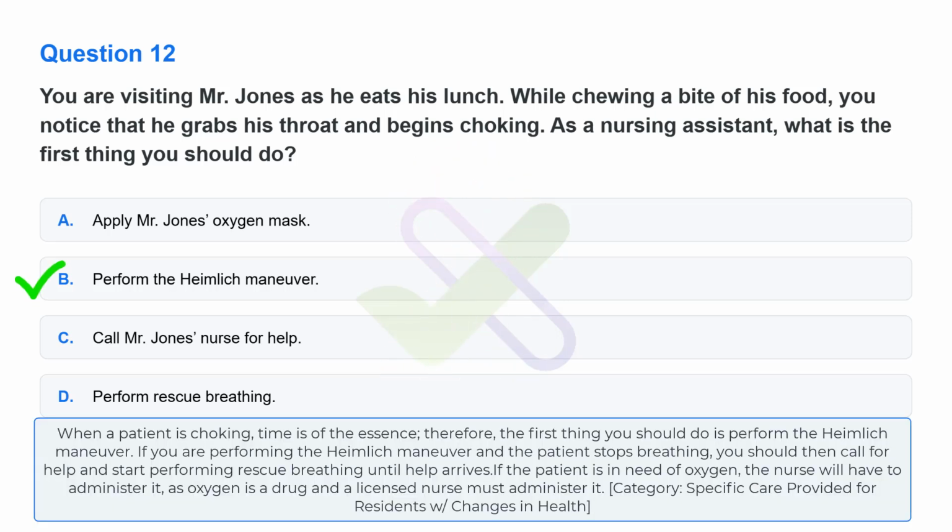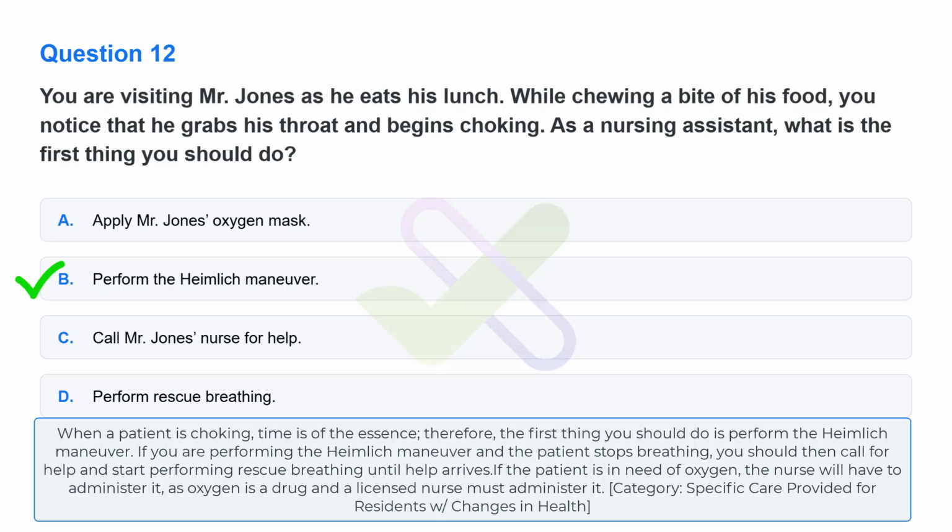The correct answer is B. Perform the Heimlich maneuver. When a patient is choking, time is of the essence, therefore, the first thing you should do is perform the Heimlich maneuver. If you are performing the Heimlich maneuver and the patient stops breathing, you should then call for help and start performing rescue breathing until help arrives.